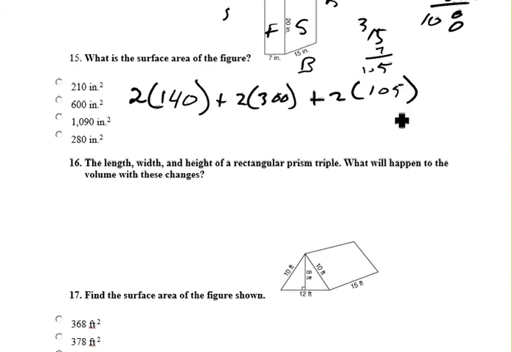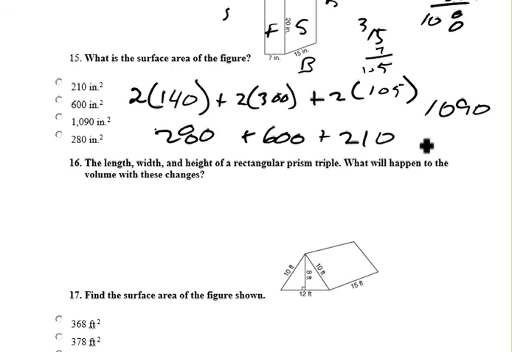2 times 140 is 280. That has doubled it. 2 times 300, 600. And 2 times 105 is 210. Now I add up all those numbers, and I get 2, 8, 10. I get 1,090. And it's in inches squared because area is 2-dimensional. There's my answer.